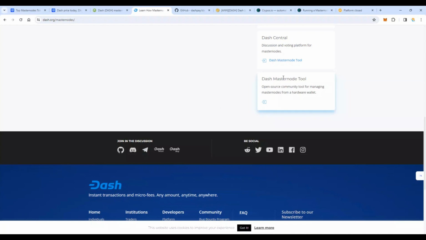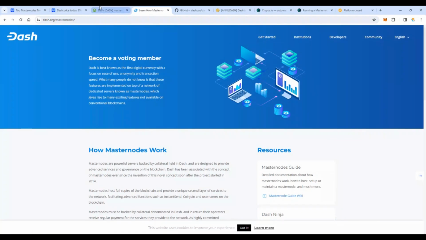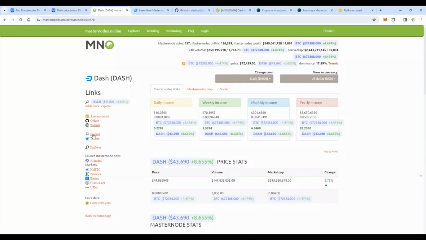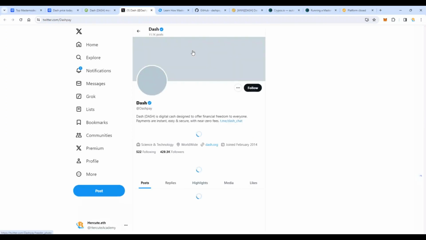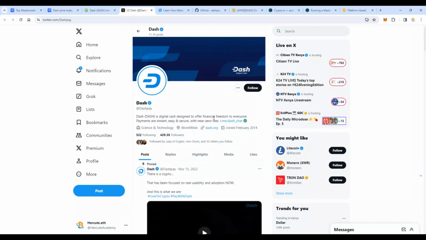And you can see here there's a Dash Masternode tool, which you can download and install on your computer if you want to run that node. There are so many other platforms here. These are social media platforms like Discord and Twitter. If you go to their Twitter handle, you can see whatever they are posting and talking about. You can see Dash is digital cash designed to offer financial freedom to everyone. Payments are instant, easy, and secure with near zero fees.